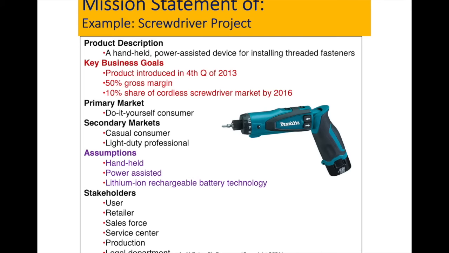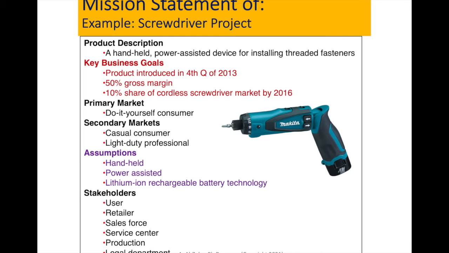And again, this is a mission statement written in the form similar to what we discussed before. Keep in mind that for the concept development, we care about the key business goals and assumptions. So for this screwdriver, the goal was for the product to be introduced in the fourth quarter of 2013. It's an old one. They were targeting 50% gross margin. And we're going to talk later on in the semester about what a gross margin is and all these business terms that are important for designing and developing products.